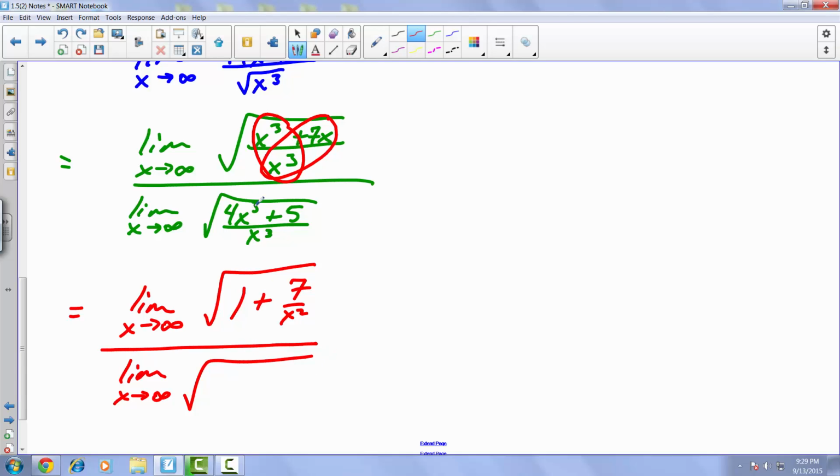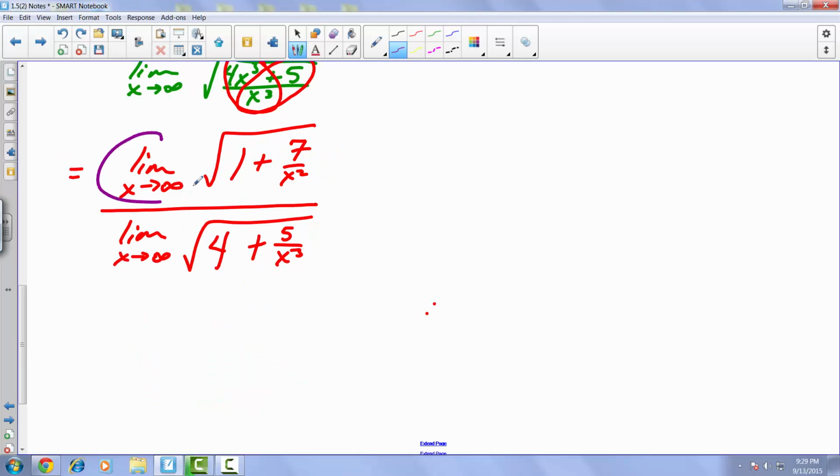Same thing is going to happen here. The x cubes are going to cancel out with that x cubed. When we're just looking at this piece, that leaves us with just this constant in front, that 4, plus our 5 over x cubed. Nothing can be canceled there.